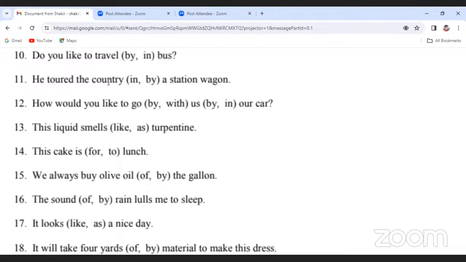He toured the country in a station wagon. In a station wagon.